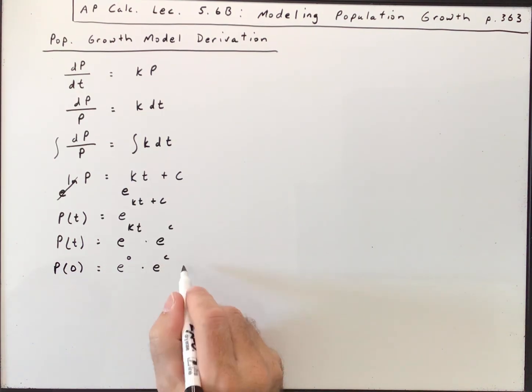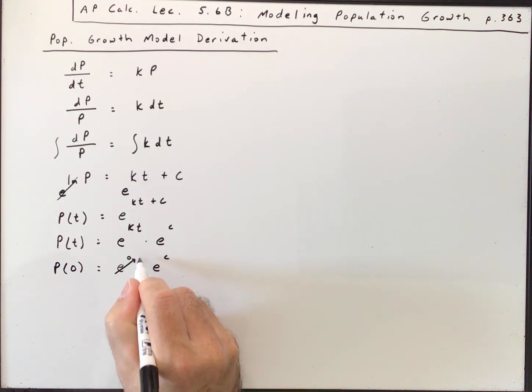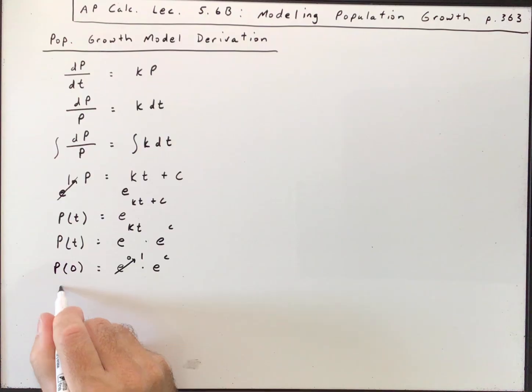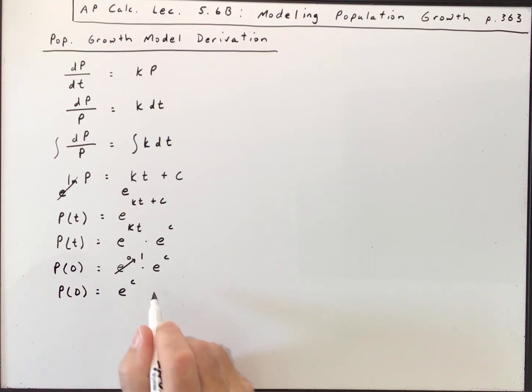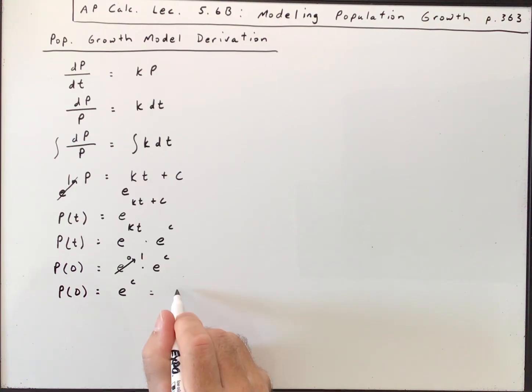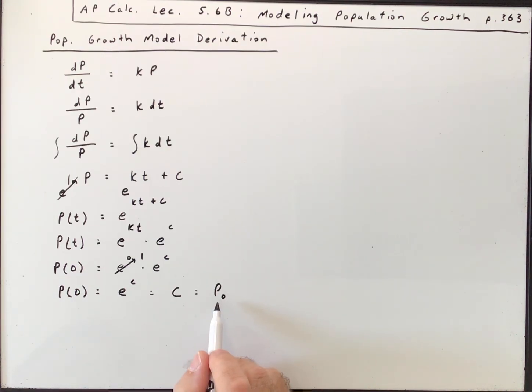Well, e to the 0 is just 1. So we would have population at time 0 is equal to e to the c, which we're just going to call c, or P sub 0. When you're dealing with population, we like to call that P sub 0. So that gives us our model.